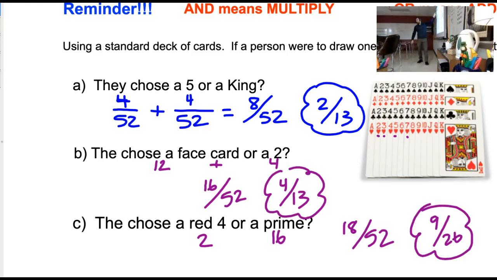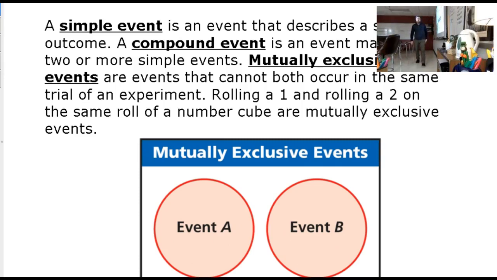All right, moving on. When it's "and," you multiply. When it's "or," you add. So be careful when it says "or." You're probably going to have more outcomes than you think.